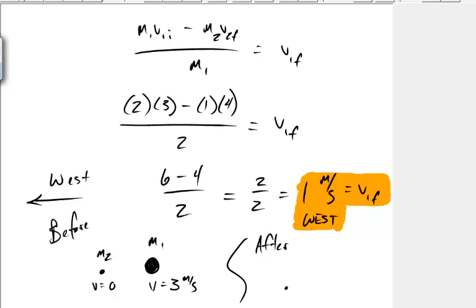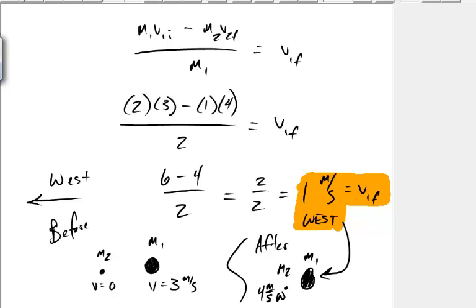Okay, well now they've hit, and we can talk about M2 versus M1, and we just said, okay, well that thing's going 1 meter per second to the west, and this guy is going 4 meters per second to the west.